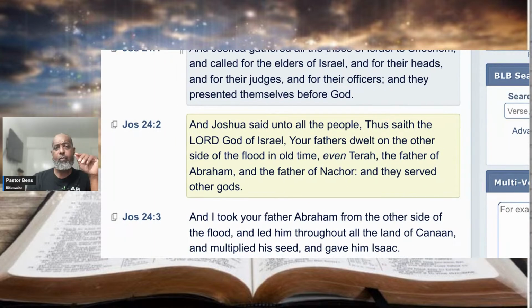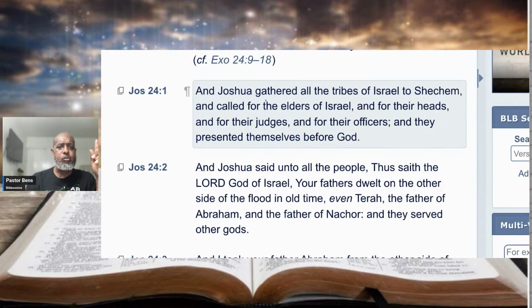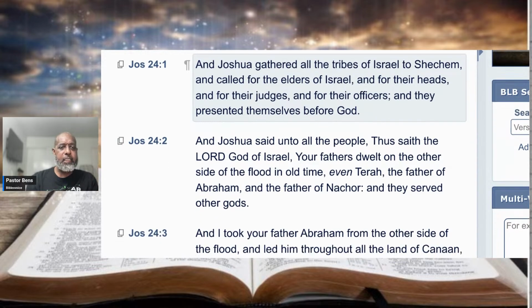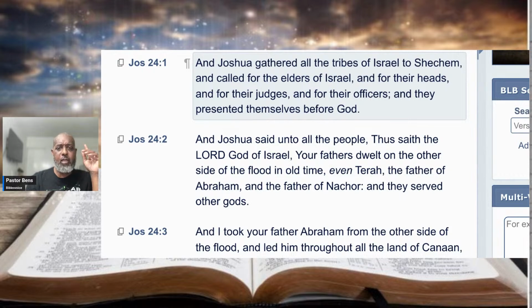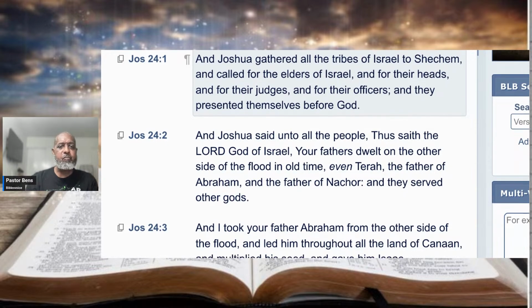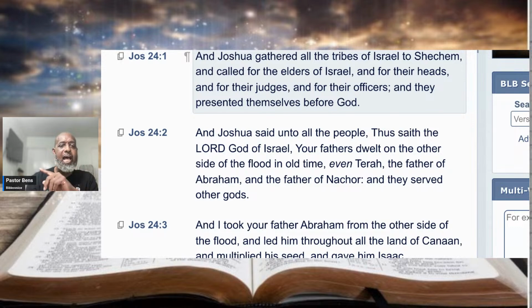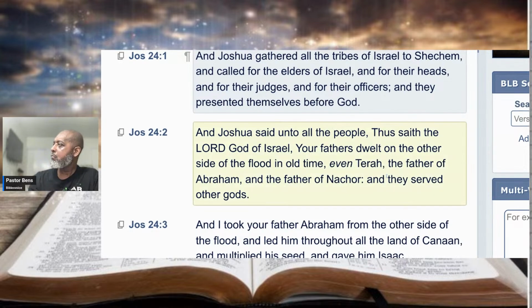Let's start in verse 1. And Joshua gathered all the tribes of Israel to Shechem and called for the elders of Israel and for their heads, for their judges, and for their officers, and they presented themselves before Yah. And Joshua said unto all the people, thus saith the Lord God of Israel, your fathers dwelt on the other side of the flood in old time, even Terah, the father of Abraham, and the father of Nachor. And watch this. And they did what? And they served other gods.